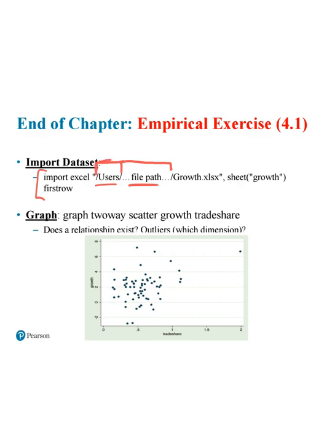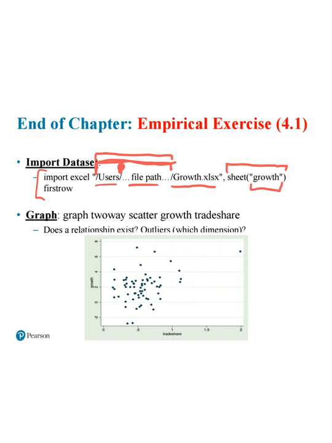It's this whole thing right here. So it'll give you users all the way down to the file. Then you put the file name. It's growth.xlsx because it's an Excel file. And then end that with quotes, put a comma, and you're telling it that you want it to only extract the very sheet that's entitled growth.